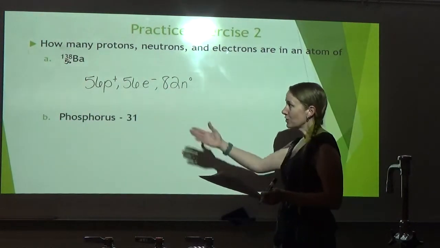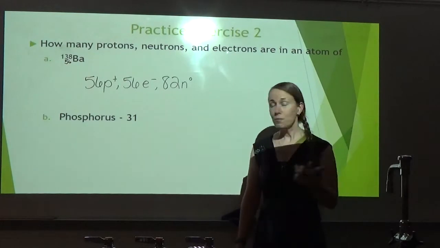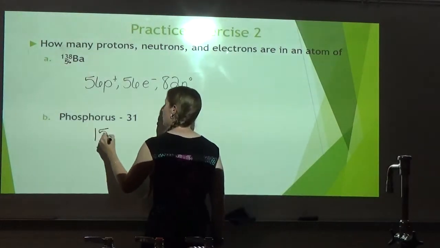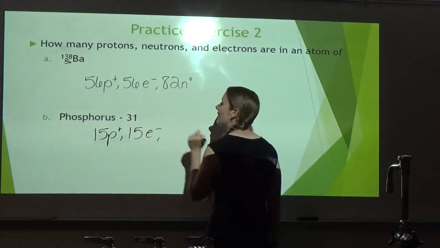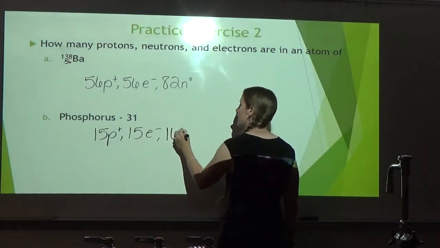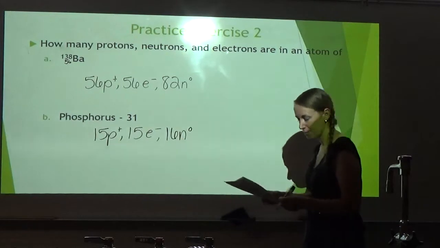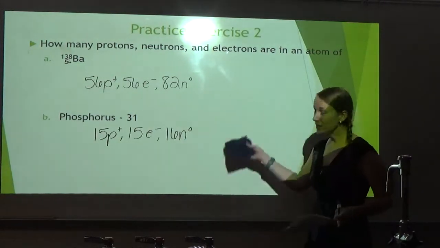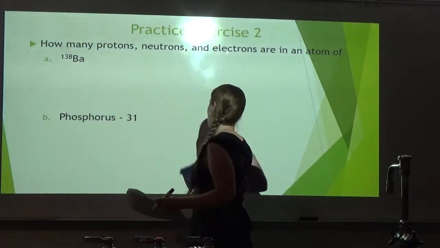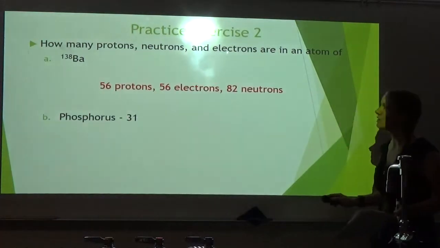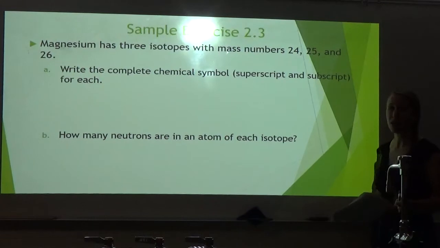All right, so phosphorus. So I look at phosphorus on the periodic table, P, it tells me 15 protons. Because it's an atom, it has to have 15 electrons. Then I just did 31 minus 15 to get 16 neutrons. All right, so again, hopefully questions like these are super easy. Hopefully I'm jogging your memory of some things you learned in honors chem but might have forgotten.